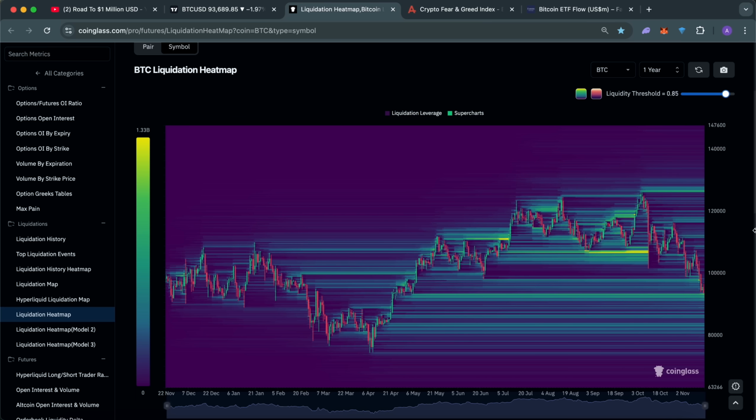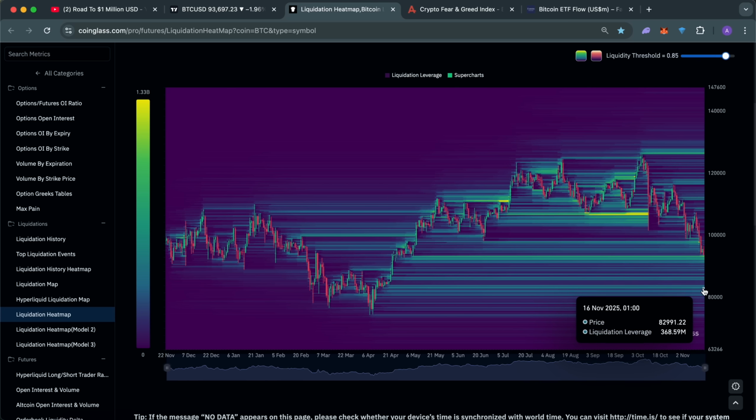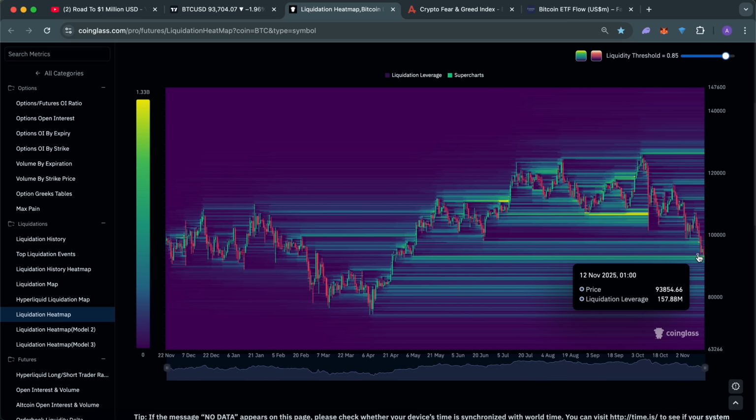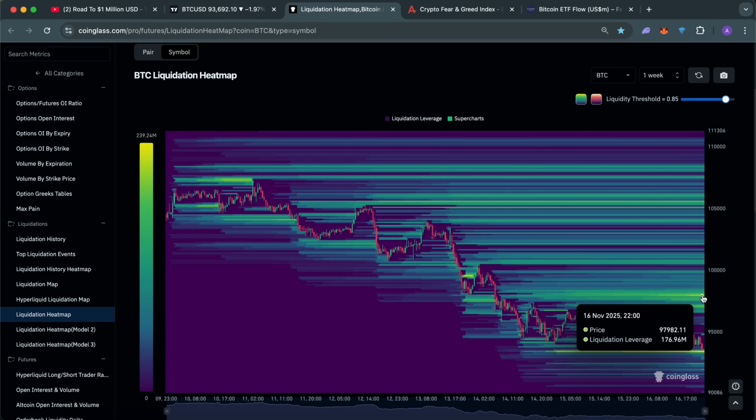Moving on to the liquidation heat map, first of all on this 1 year time frame, because notice how right here we are very close to actually taking out a massive amount of liquidity around this 93.5k level. After that, the liquidity is starting to get pretty sparse. There is liquidity as low as about 83k, although most of the liquidity is around this level here, like I said, 93k roughly speaking.